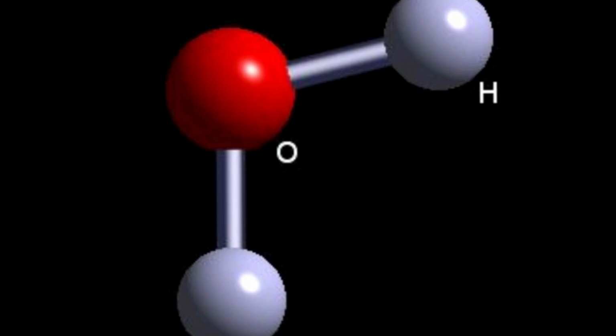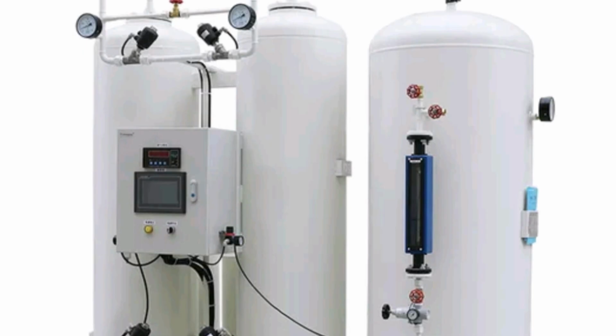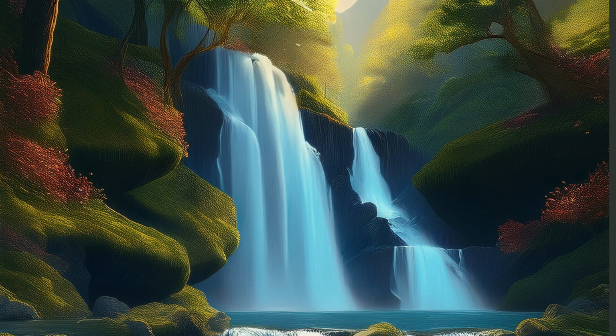When elements combine chemically, they form a compound. A compound is a substance made of two or more different elements that are chemically bonded together in a fixed ratio, resulting in a new substance with properties different from the original elements. For example, hydrogen and oxygen are gases, but they combine to form water, a liquid.